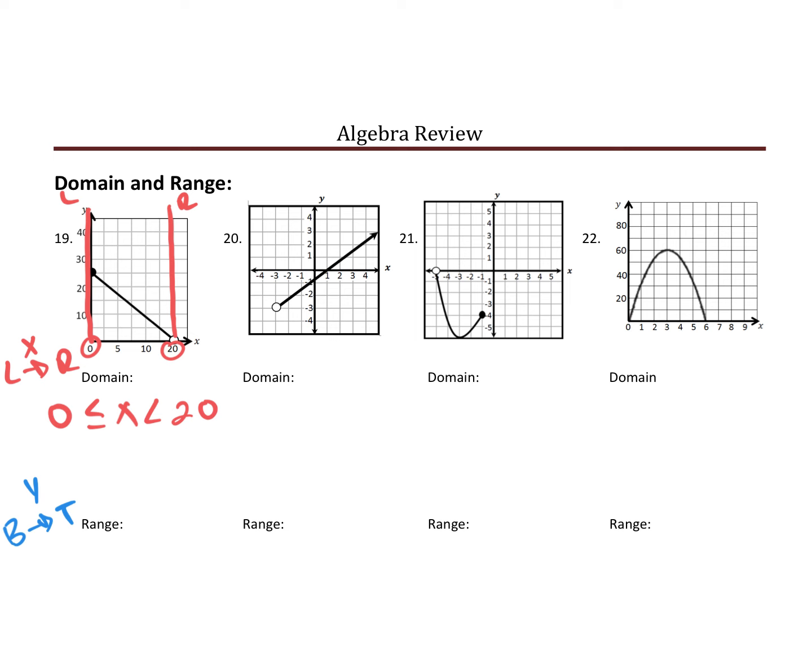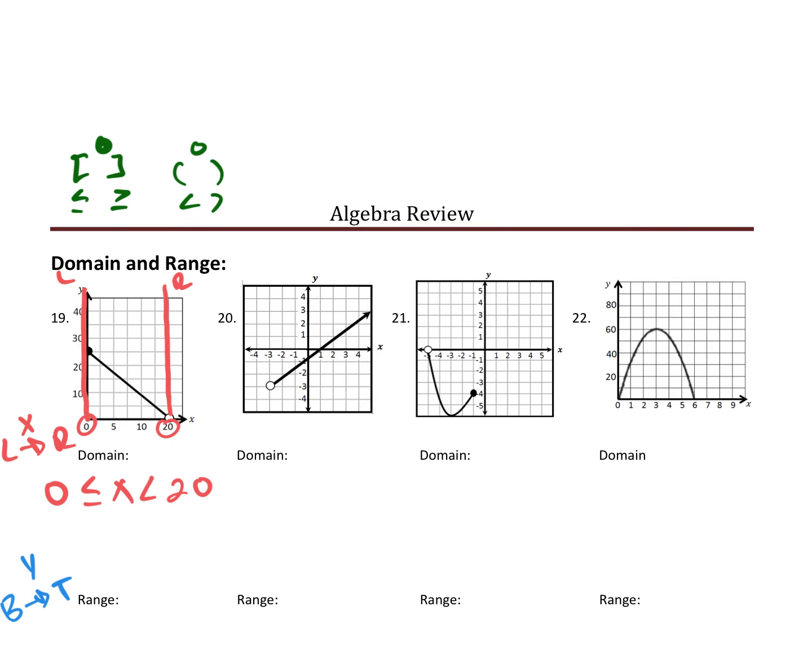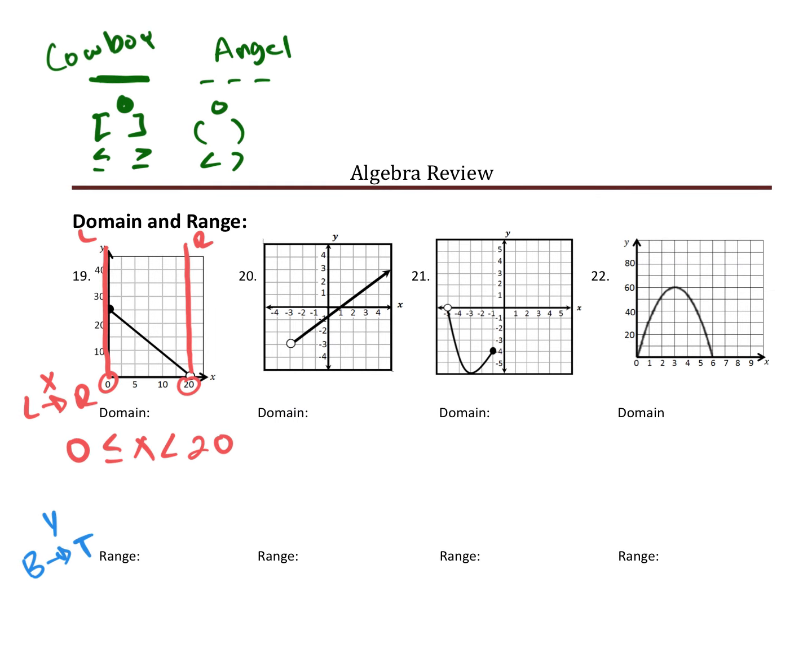And we're going to talk about those in class. We do cowboy and angel, which I'm going to give you a graphic on. But a cowboy is closed circle, bracket, equal sign. And then an angel is open circle, parentheses, no equal sign. And then closed circle is also a solid line. An open circle is a dashed line. But that's our cowboy and angel as a quick reference. That's what we're going to use in this class.